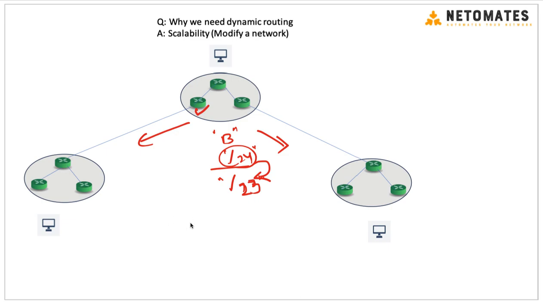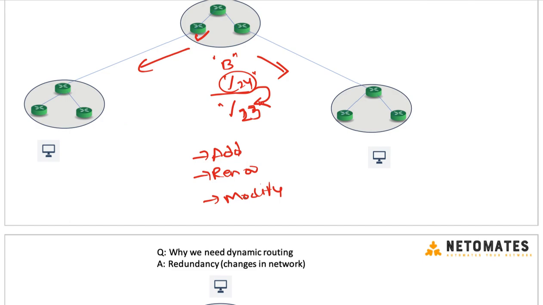So scalability-wise, we will choose dynamic routing for complex topologies, to add routes easily, to remove routes easily, to modify routes easily. So this will resolve any scalability issues with static routing.